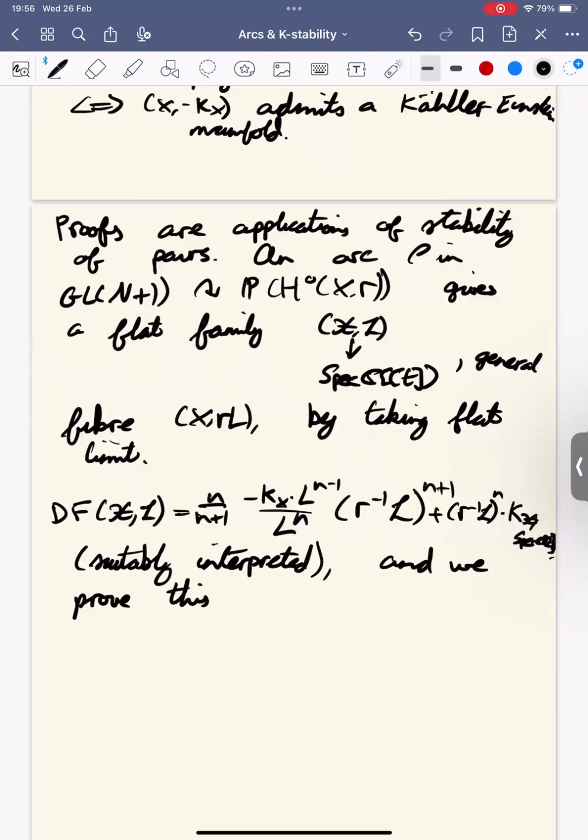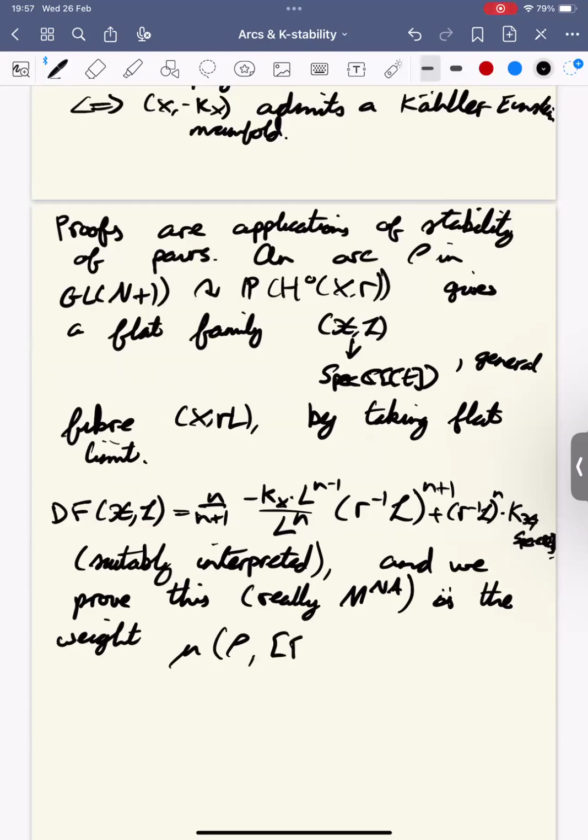So this, and really for the experts, I should replace this with what you might call the non-Archimedean Mabuchi functional. And we prove this is the weight rho of this arc rho with respect to the pair of points considered by Paul, namely the pair of the Chow point and the discriminant point. So we identify the weight with this Donaldson-Futaki invariant. So we have a geometrization of what this numerical criterion for stability of pairs is actually giving us.